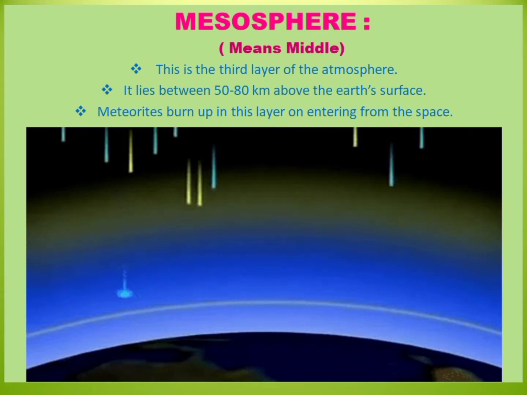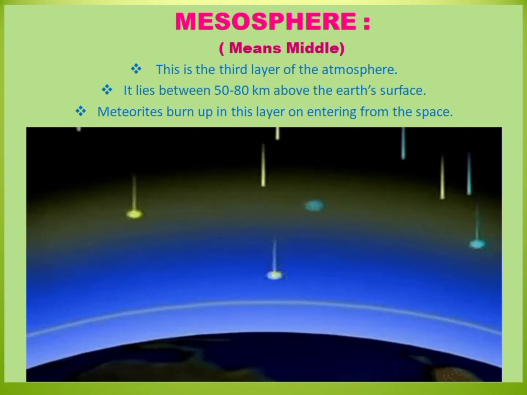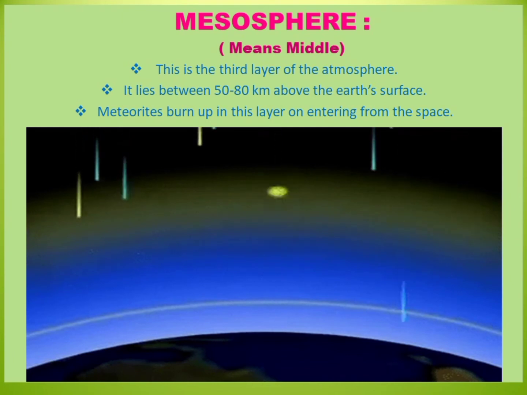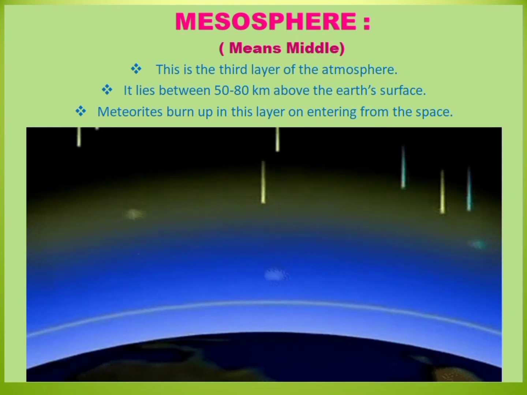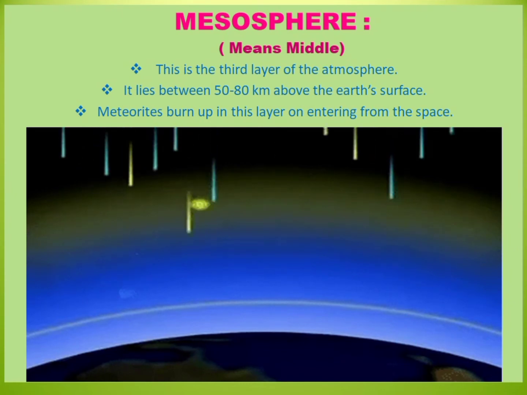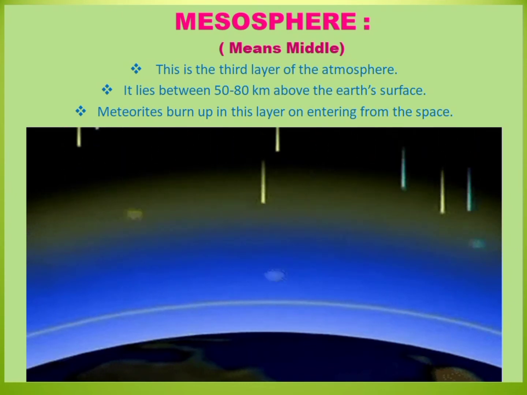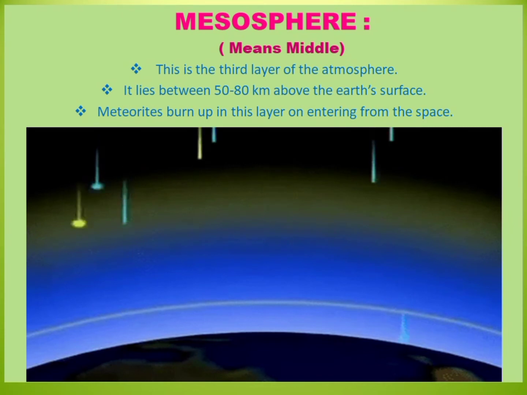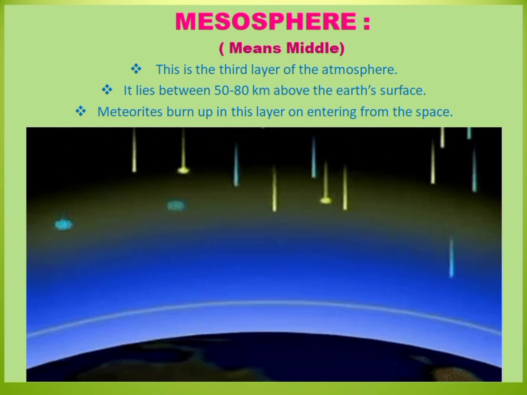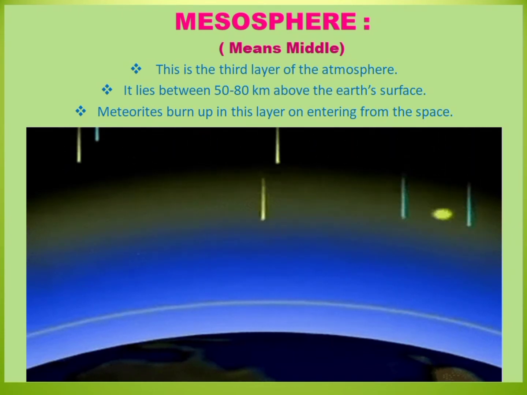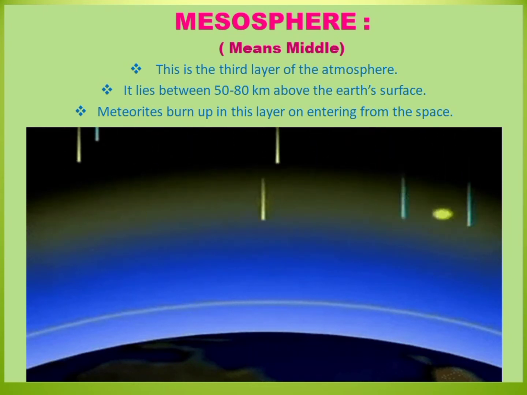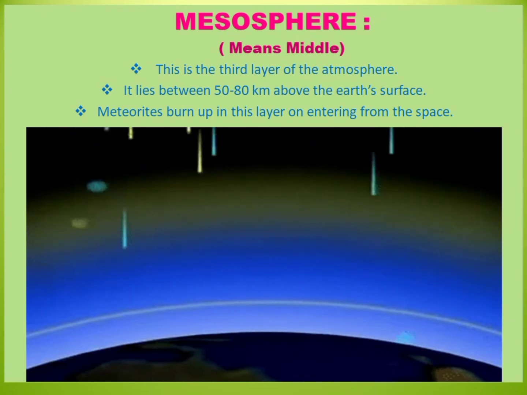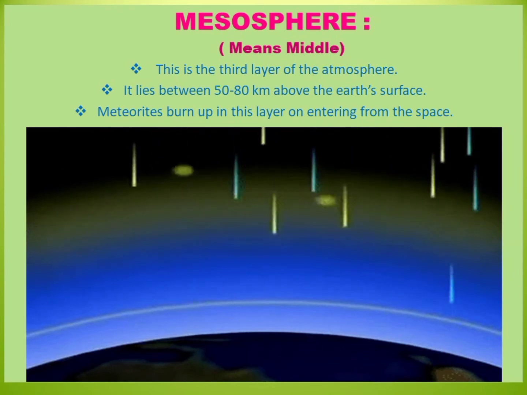Mesosphere is the third layer of the atmosphere, occurring between the stratosphere and the thermosphere. It lies between 50 to 80 kilometers above the Earth's surface. In the mesosphere, temperature falls with elevation. It is the coldest of the atmospheric layers. It is also the layer in which a lot of meteors burn up while entering the Earth's atmosphere.